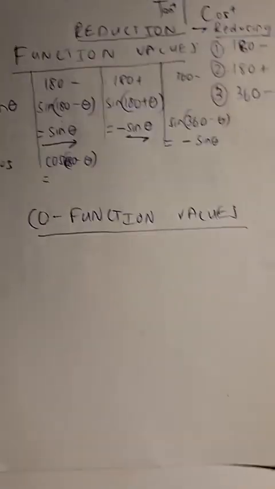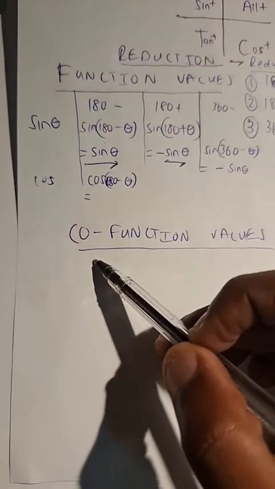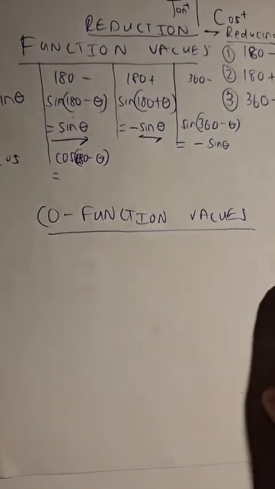Then we looked at the unit circle, quadrants. We looked at why in different quadrants certain trig ratios are positive, why others are negative. We looked at function values, and as we were looking at function values, 180 minus, 180 plus, and 360 minus, we then turned our attention to co-function values, which is where I'm going to pick up.